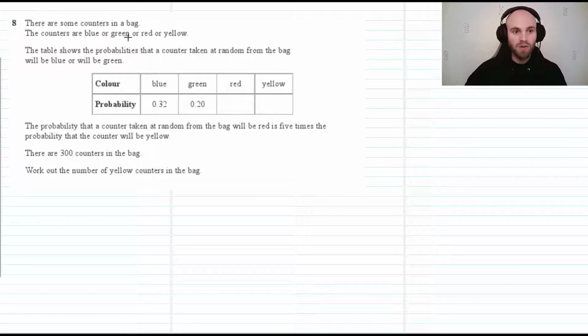Question 8, there are some counters in a bag. The counters are blue or green or red or yellow. The table shows the probabilities that a counter taken at random from the bag will be blue or will be green. And we have that table here. The probability that a counter taken at random from the bag will be red is 5 times the probability that the counter will be yellow. There are 300 counters in the bag. Work out the number of yellow counters in the bag.